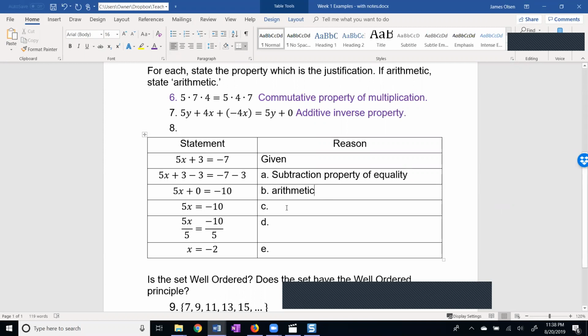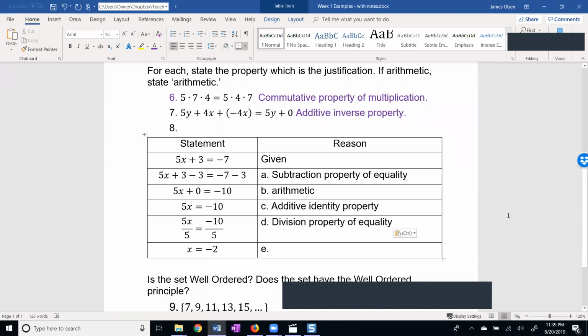In the next line, we have 5x plus 0 is equal to 5x. What property is this? This is the additive identity property, or if you wish, you could call it the identity property of addition. In the next line, we're dividing both sides by 5. What property is this? Division property of equality.